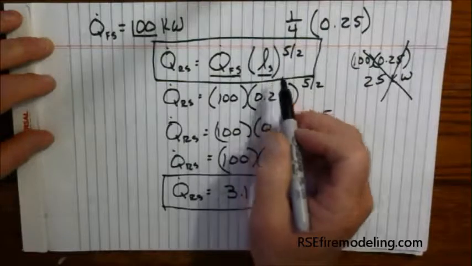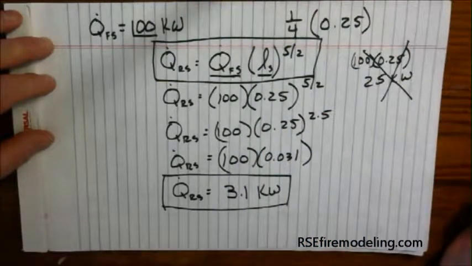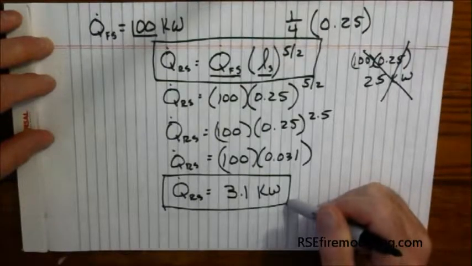This is the formula that you use when you're calculating burn time and trying to determine the heat release rate for your reduced scale enclosure.